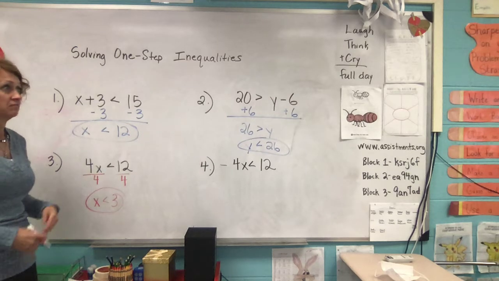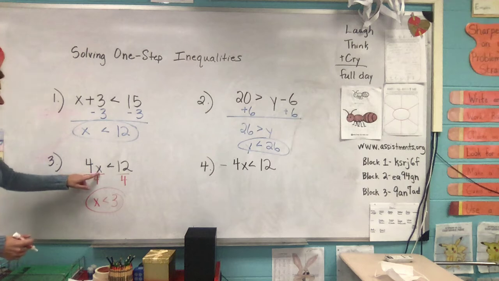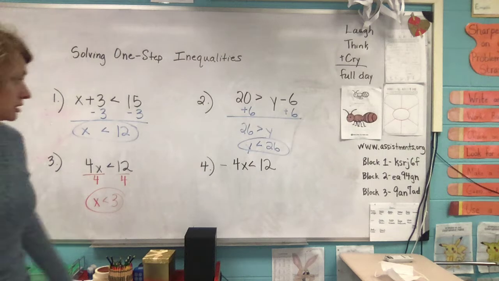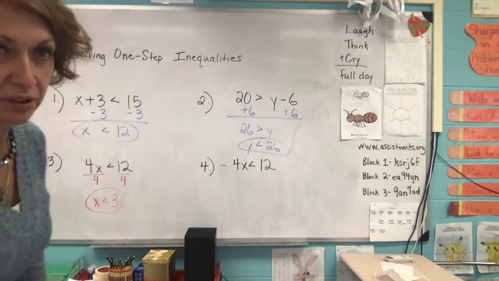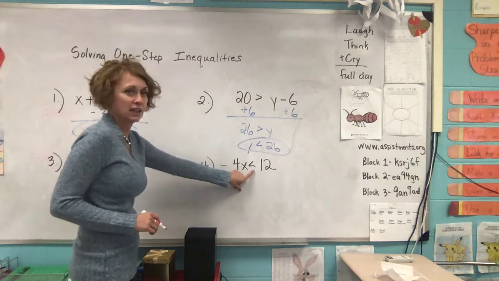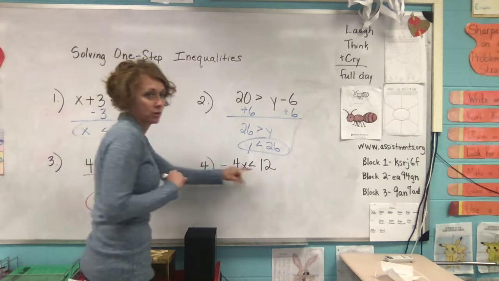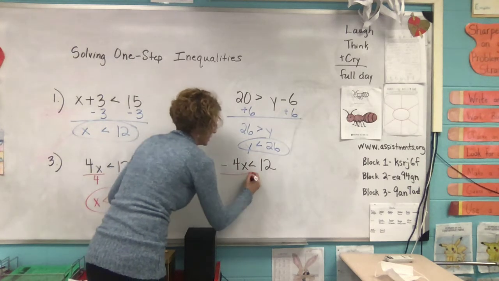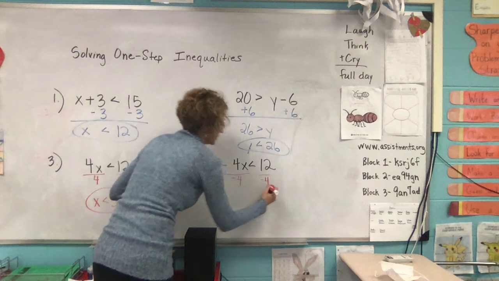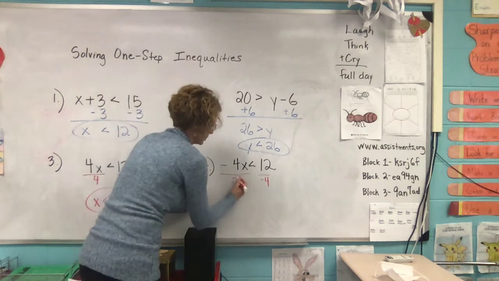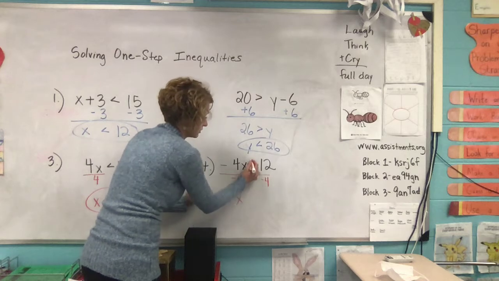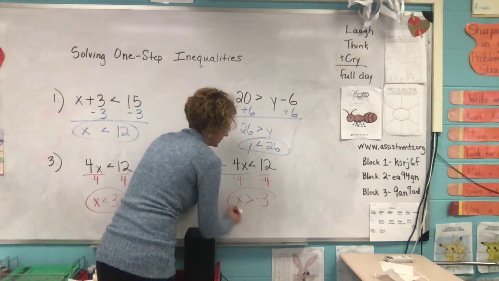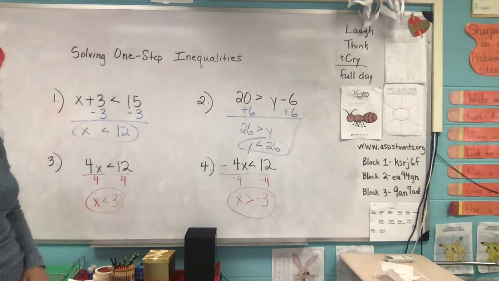Let's say I pick something like negative 1. 4 times negative 1 is negative 4. Is that less than 12? Yes. So it works. But when I get into an inequality where I have to divide by a negative, watch what happens. I have to switch the direction of the inequality. So this is negative 4x less than 12. I need to divide by negative 4 on both sides. Dividing a negative by a negative is positive. When I divide by a negative, this changes its direction. And my answer this time is x is greater than negative 3.